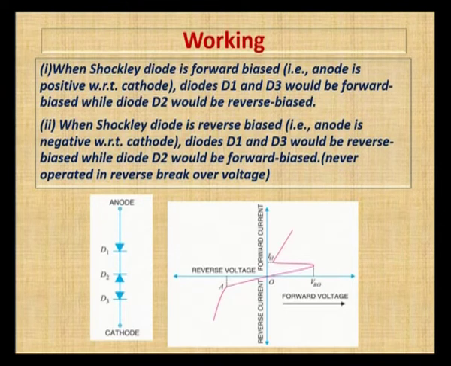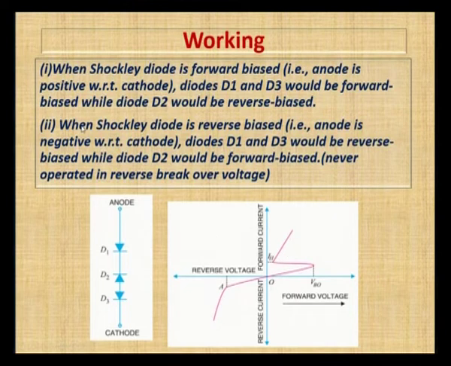When the Shockley diode is forward biased, diodes D1 and D3 are forward, meaning anode is positive, cathode is negative. So, diodes D3 and D1 are obviously in forward and D2 would be in reverse bias. Since this is in reverse bias, when we increase the voltage and it reaches the VBO, that is the breakover voltage, D2 will break down and conduct. The reduced voltage will appear across the load. Then even though the voltage is decreasing, the current will be increasing, as in the case of SCR.